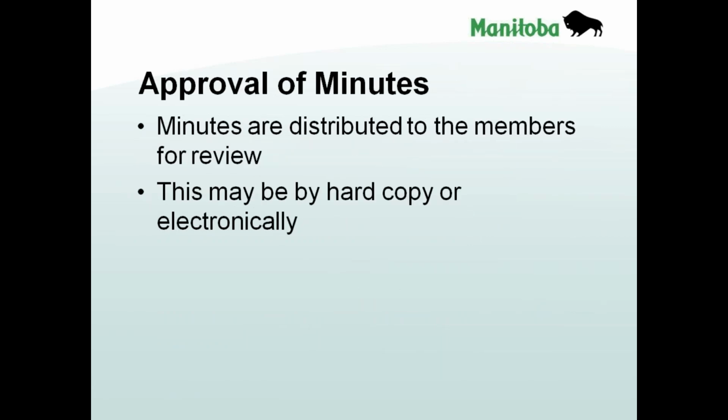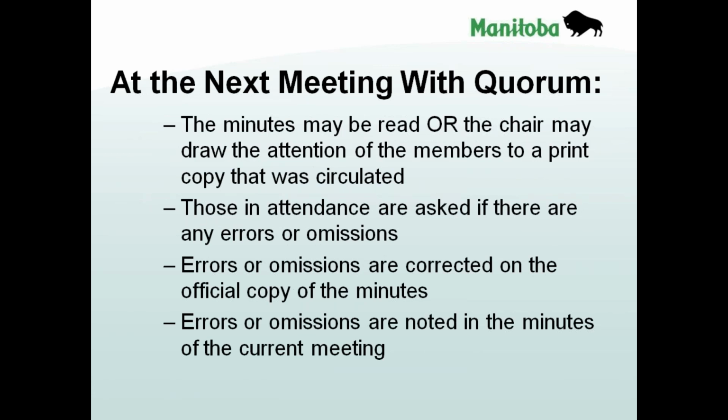For approval of minutes, the minutes are distributed to the members for review. This may be by hard copy or electronically. If minutes are distributed electronically, it is recommended that the document be saved as a PDF so that no changes may be inadvertently made. At the next meeting with quorum, the minutes may be read, or the chair will draw the attention of the members to a print copy that was circulated.